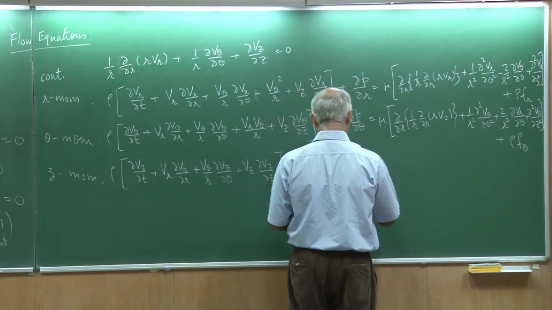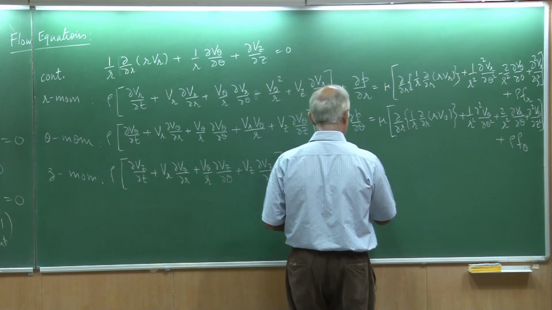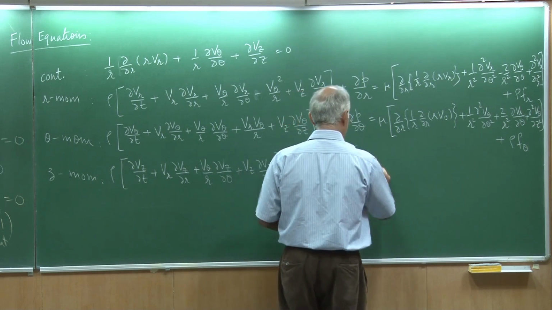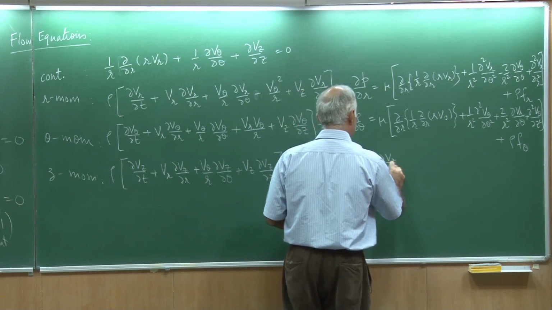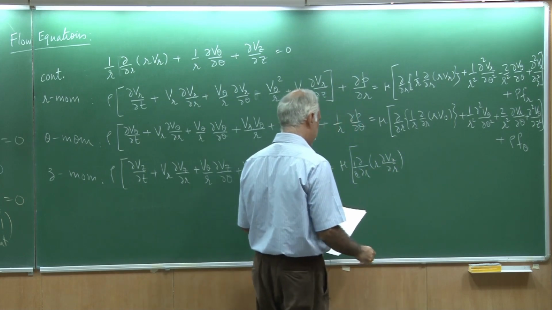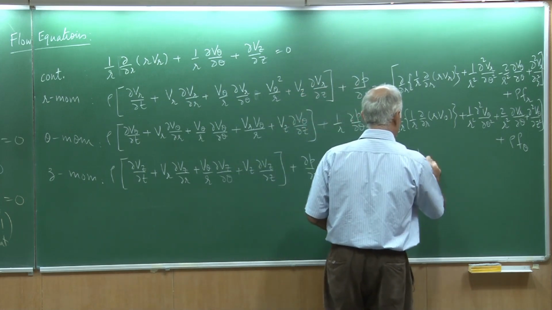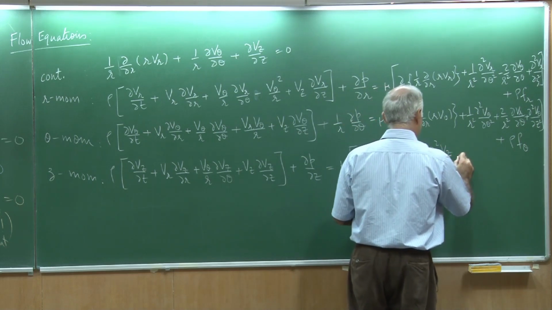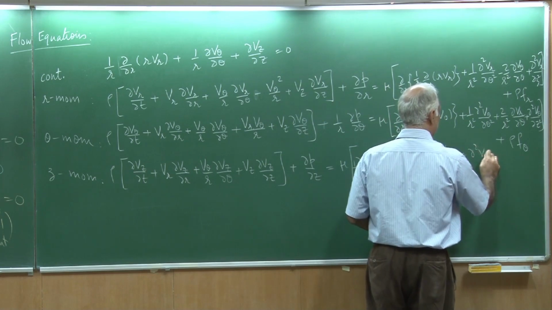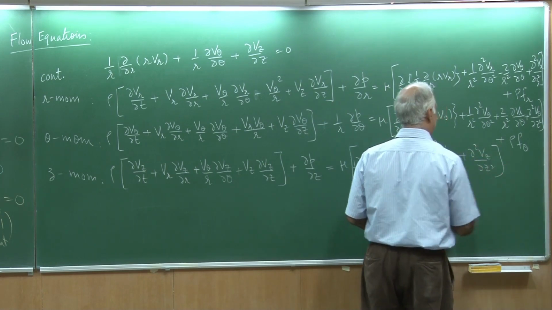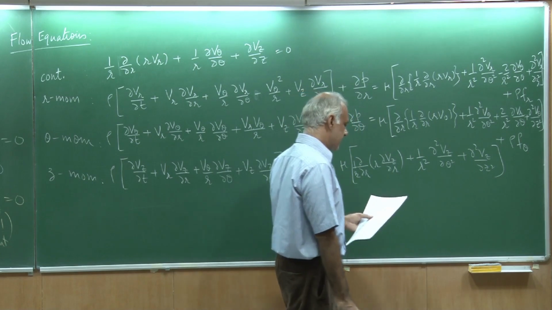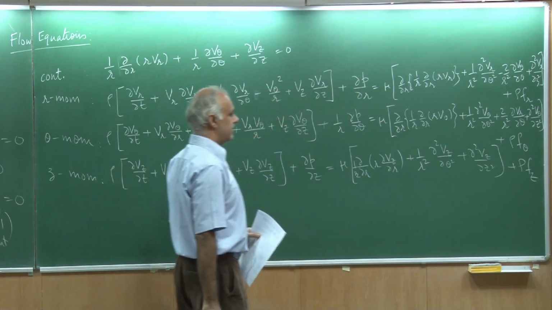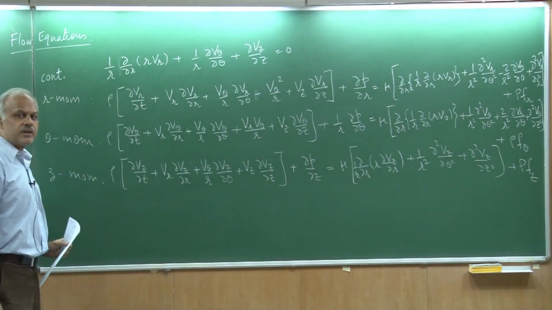del by del r of 1 by r of del by del r of r del Vz by del r plus 1 by r square del square Vz by del theta square plus del square Vz by del z square. So that's the Laplacian, plus rho f z.